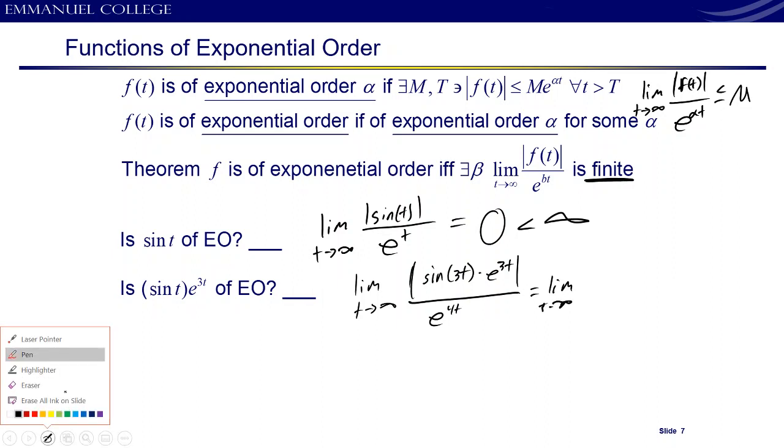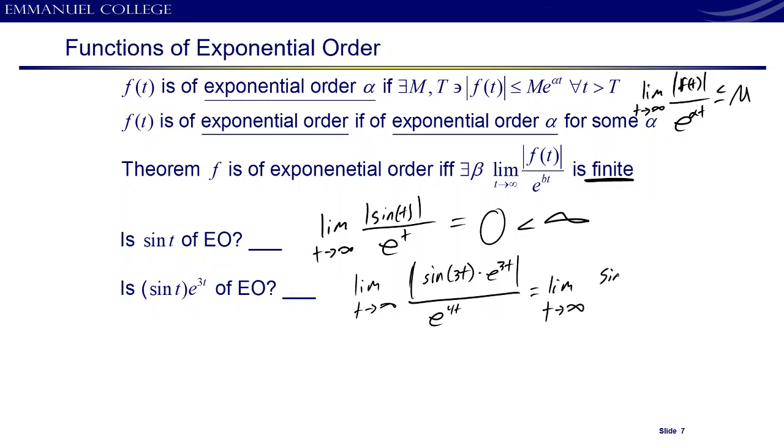Oh gosh, I forgot how to draw. Or write, sorry. As t goes to infinity, this would be sine of 3t. The absolute value technically we don't really need for e to the 3t. So if we divide by e to the 4t, this is technically going to be e to the minus t. So I'd get the limit of the absolute value of sine of 3t divided by e to the t. We then know that would go to 0.